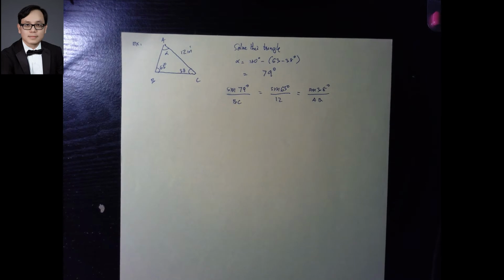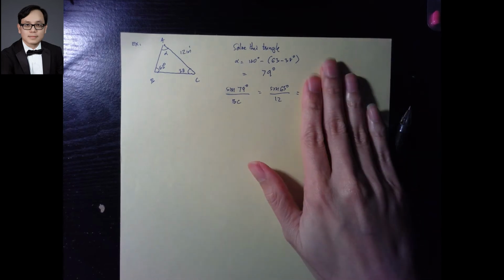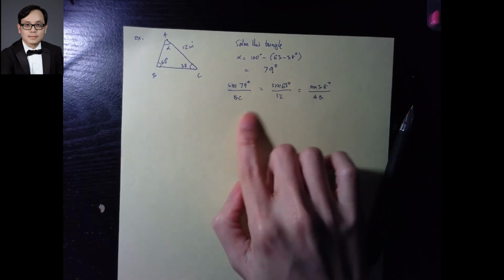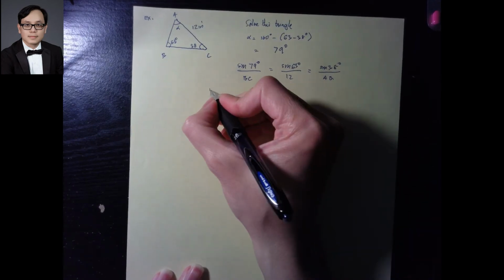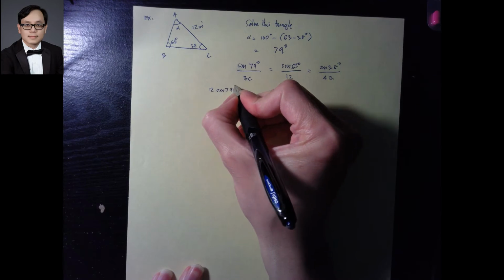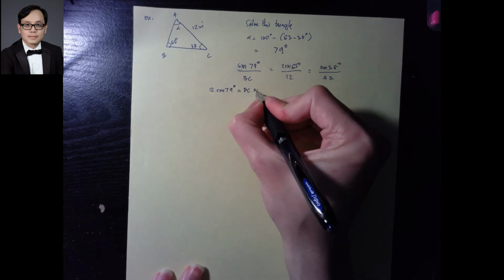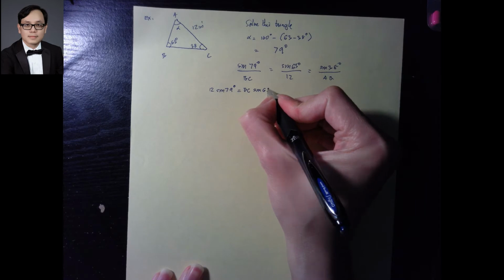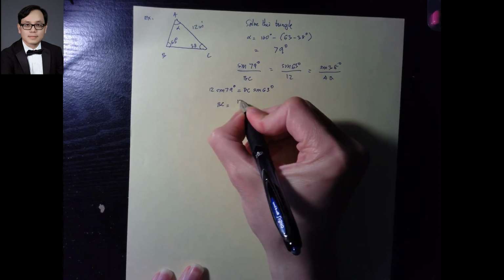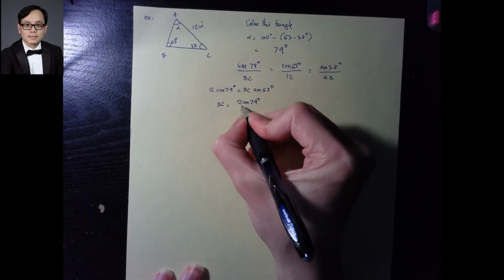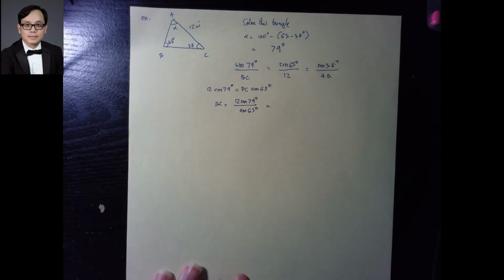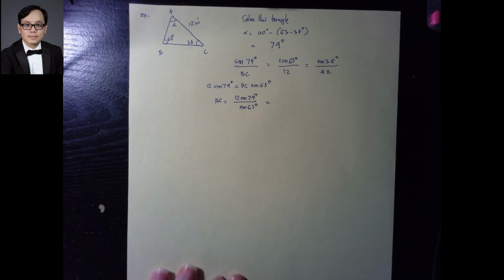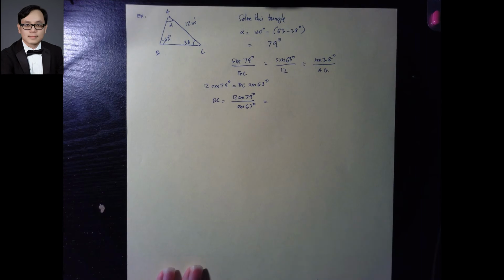Okay, so we need to find BC. I covered this part. You see that? Then I apply the proportion, cross multiply here. So I have sine 79 degrees times BC equal to 12 times sine of 63 degrees. Then BC equals 12 sine of 79 degrees over sine of 63 degrees, and we put it into our calculator, and I believe it gives you 13 inches.